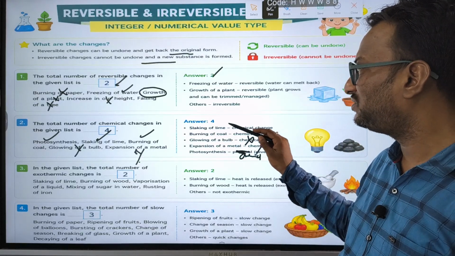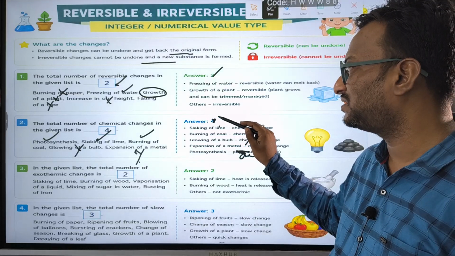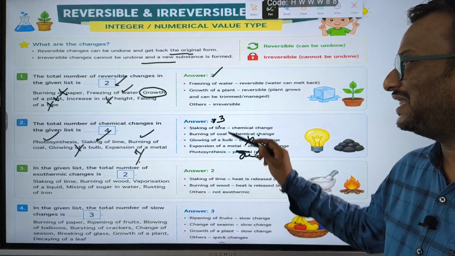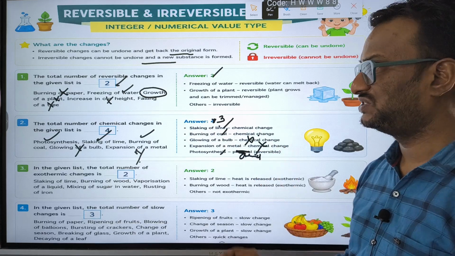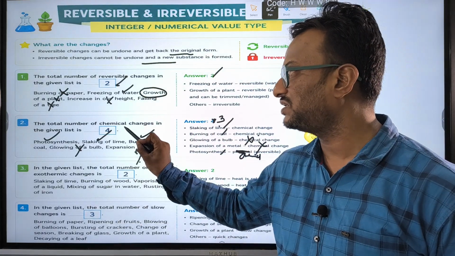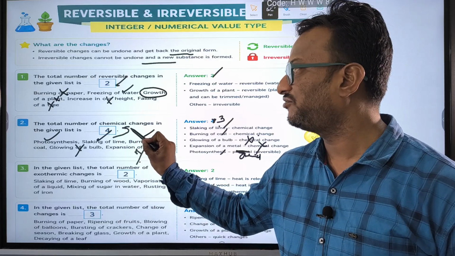So only 3 are the chemical changes. Answer, this is not 4, this is 3. Slaked lime, burning of coal, and one more is photosynthesis. These 3 come under chemical changes. The answer is 3. Not 4, it is 3.